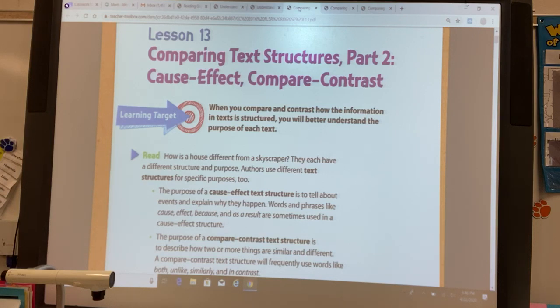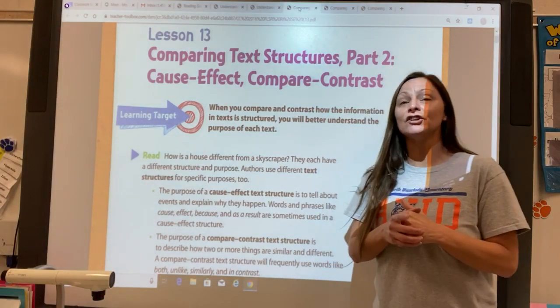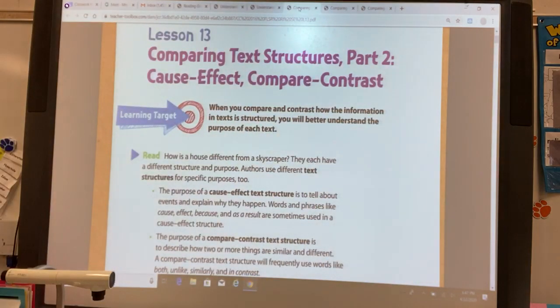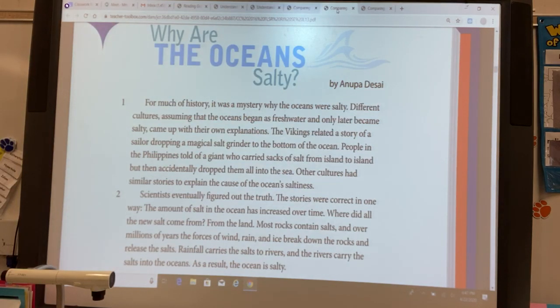The purpose of a compare-contrast text structure is to describe how two or more things are similar and different. A compare-contrast text structure will frequently use words like both, unlike, similarly, and in contrast. Let's take a look at our two articles. Read it in your mind while I read it out loud. This is our first article.